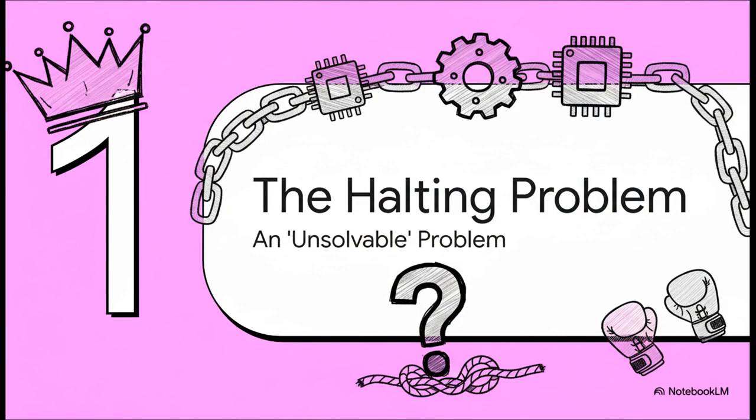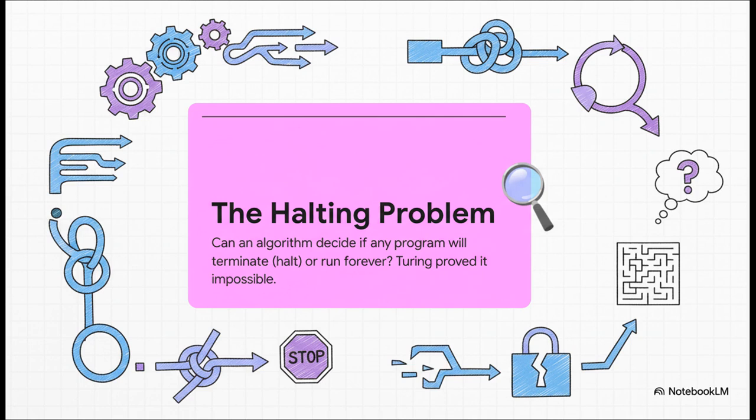All right, first things first, we got to meet the reigning undefeated champion of computational limits, the one, the only, halting problem. Okay, so the question itself sounds pretty simple, right? Can you write one program that can look at any other program and tell you for sure, yep, this one will eventually stop, or nope, this one's going to run forever?